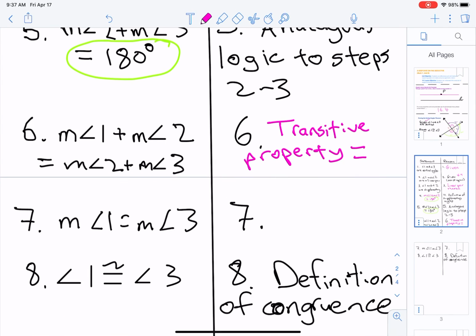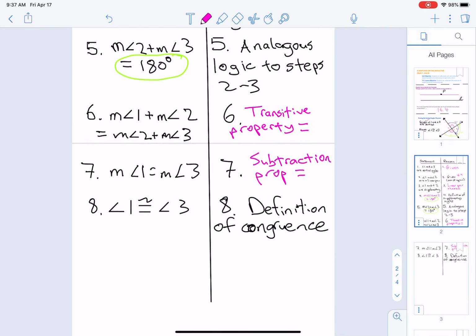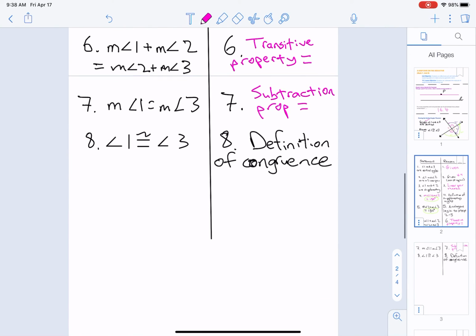And here, you may recall from lesson 16.4 that this is just called the subtraction property of equality. And then at the end we say that angle 1 is congruent to angle 3 by the definition of congruence, which essentially says that if the two angle measures are equal, then the angles are congruent.